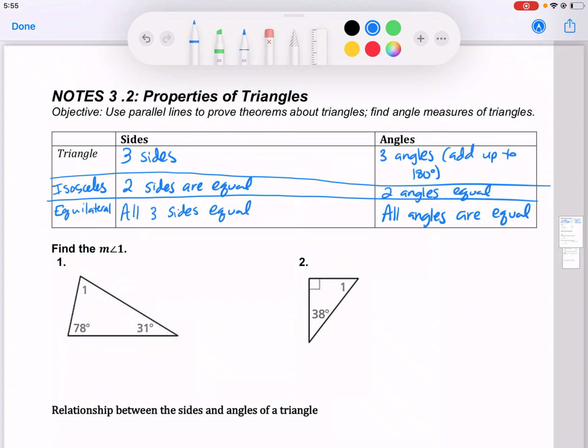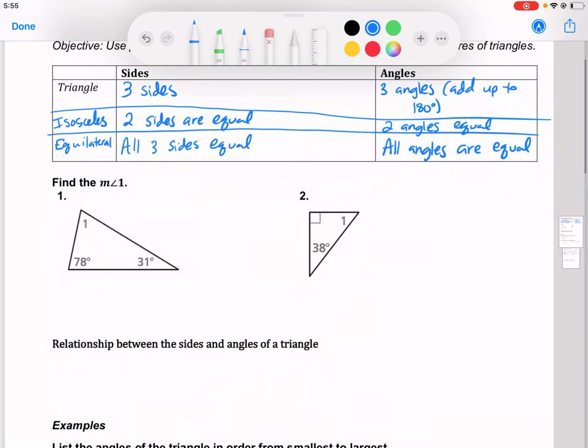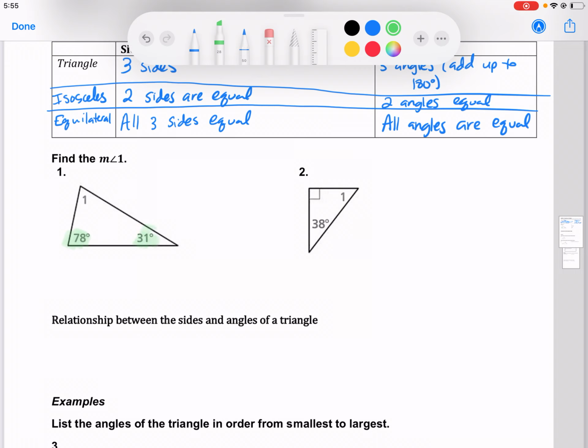So remember, triangle, all the angles add up to 180. So just as a review, if I told you to find one other angle, but we have two of the angles, to find the measure of angle 1, you would subtract those two other angles from 180 degrees. So 180 minus 78 minus 31 is 71 degrees. And that would be the answer.